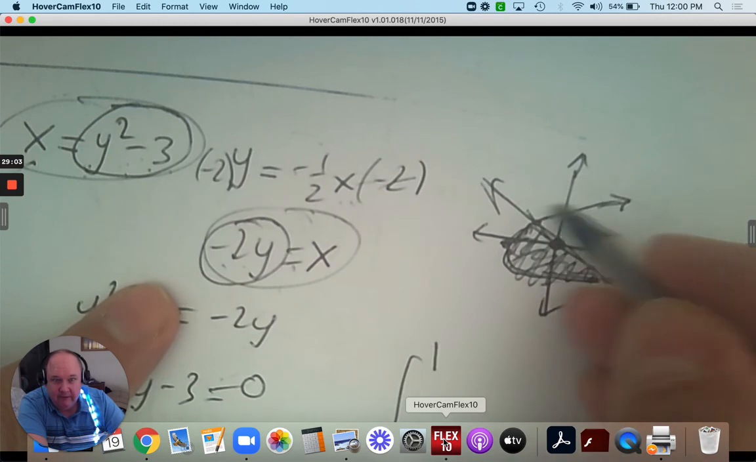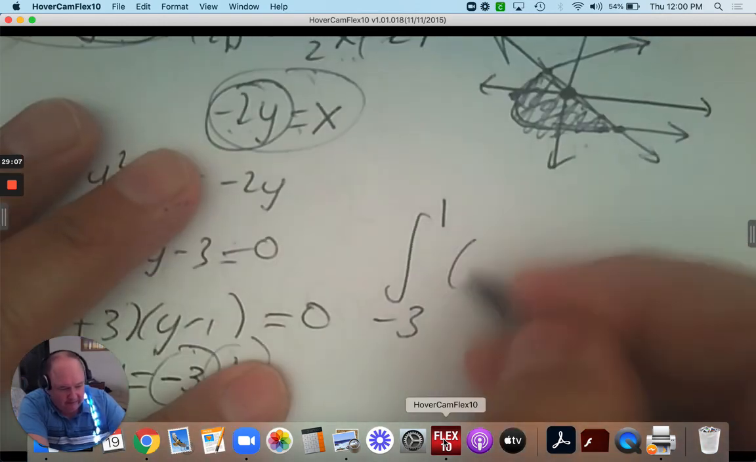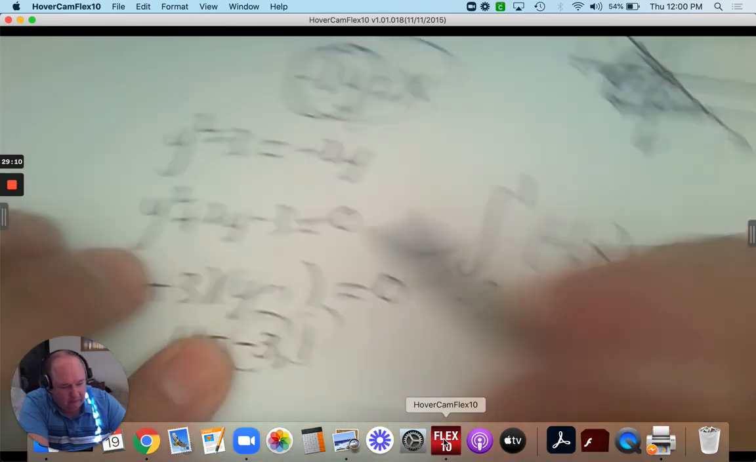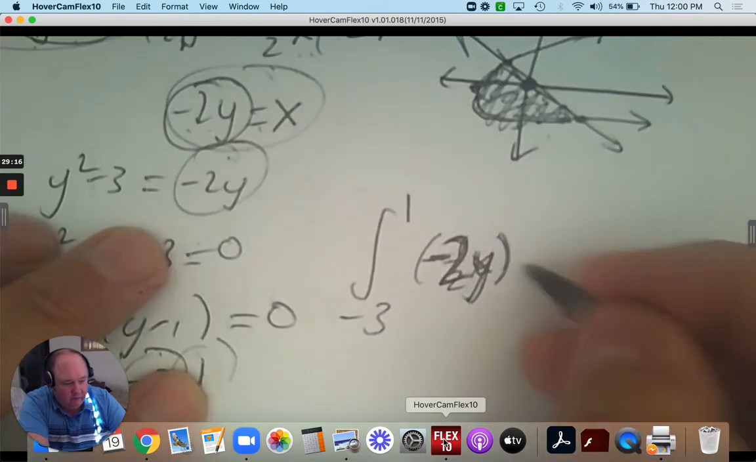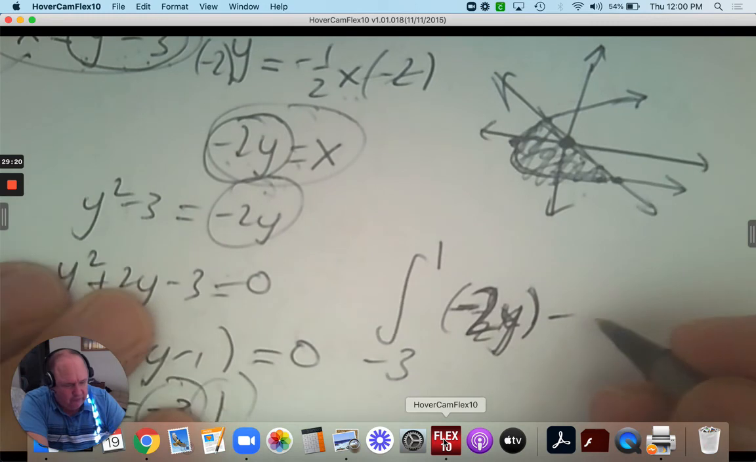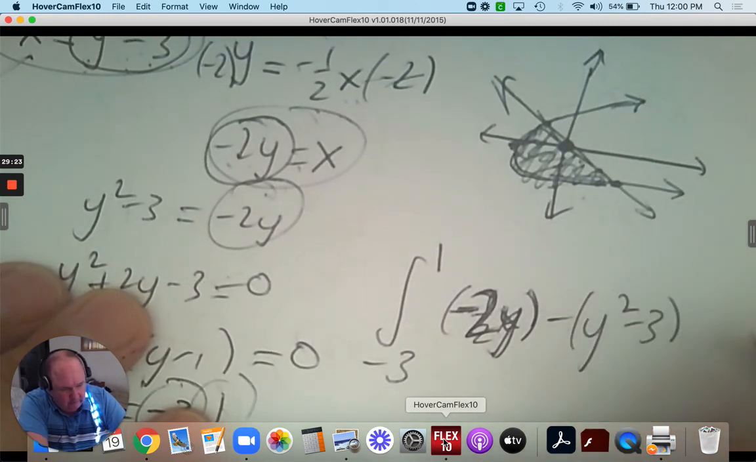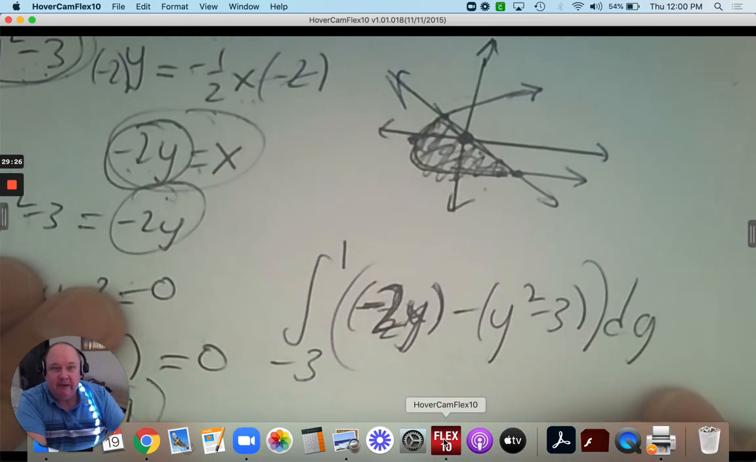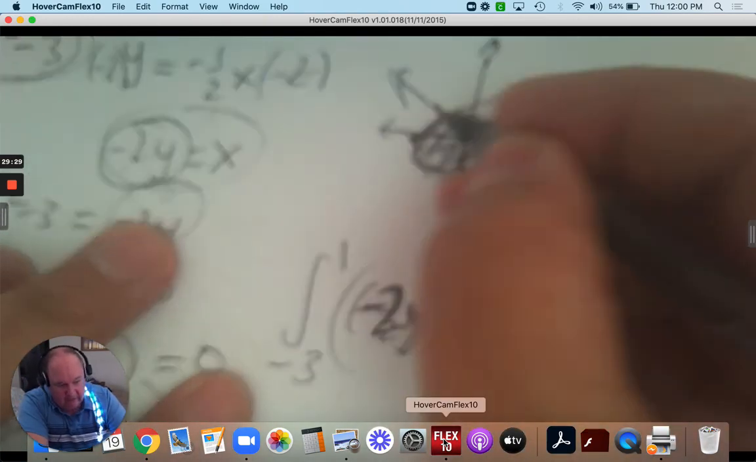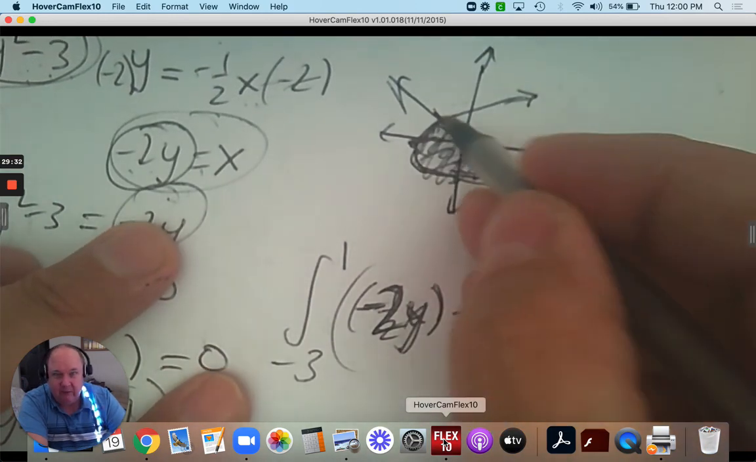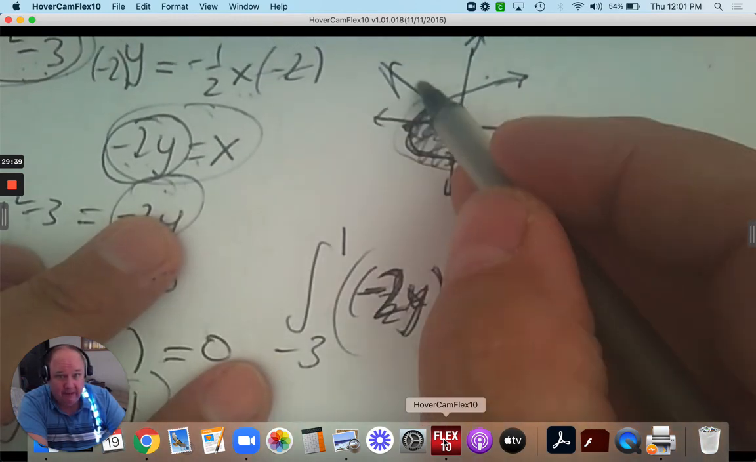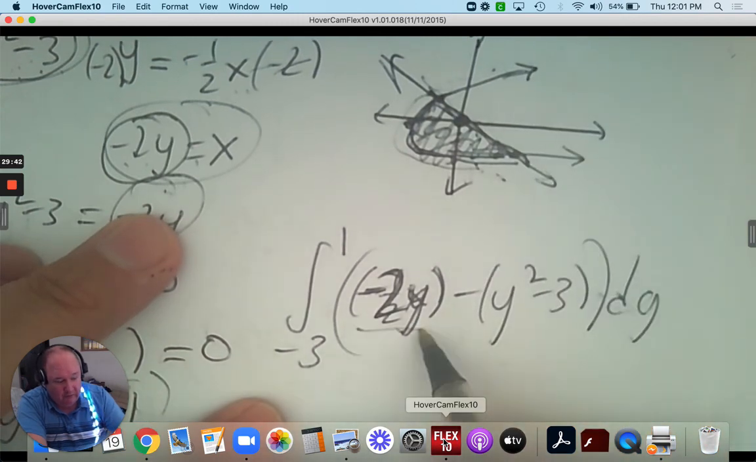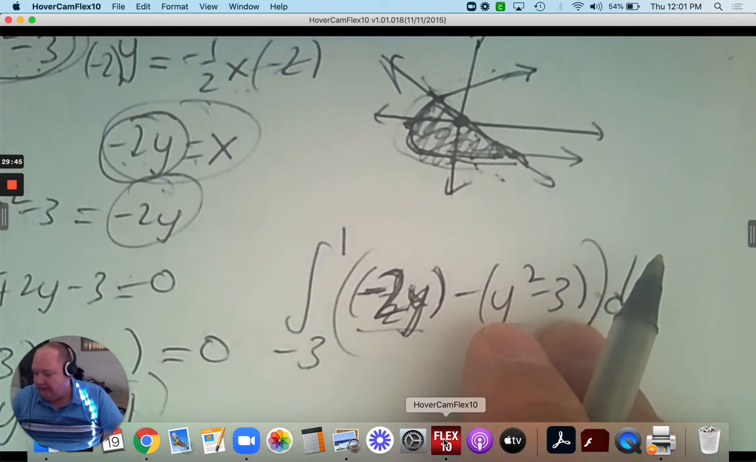What's on top and what's underneath? On top is negative 1/2 x. Oh, but we write it in terms of y. Sorry, so the top is negative 2y, subtract the parabola, which is y squared subtract 3. And that's in terms of y. Again, it's not top and bottom. It's the right subtract the left. What's on the right side and what's on the left side? When it's sideways, instead of top subtract bottom, it's right subtract left. Now, all we have to do is integrate it and plug in the upper and lower bounds. We don't need to simplify the answer at the end.